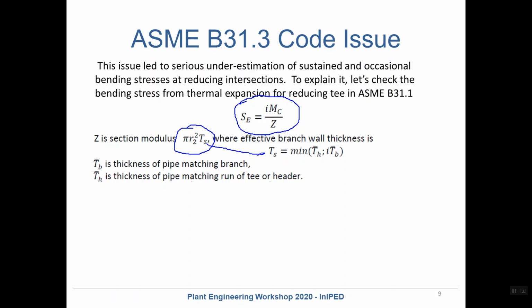The section modulus is calculated using this equation that depends on the effective branch wall thickness. And the effective branch wall thickness is the minimum value of the wall thickness of the pipe matching the header, and the wall thickness of the pipe matching the branch multiplied by the stress intensification factors.